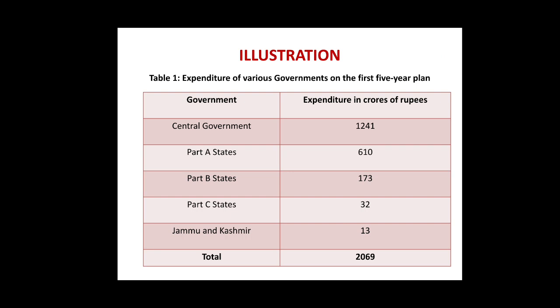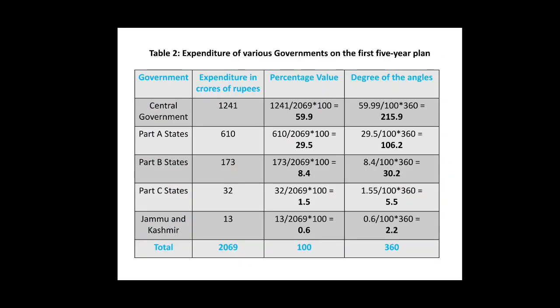This table gives the total expenditure of various governments on the first 5-year plan, and we have to represent this data with the help of a pie chart. So firstly, we have to convert the absolute values of expenditure of various governments into percentage values, as I have done in the third column of this table.